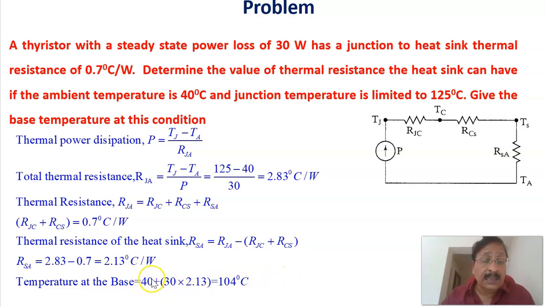Here we can see that temperature can be considered analogous to voltage, as we have potential as such. And this 30, the power dissipation, can be considered as a current signal. The product of the current and the resistance gives a potential, a similar thermal potential. Therefore, 40 degrees centigrade plus 30 into 2.13 is equal to 104 degrees centigrade.